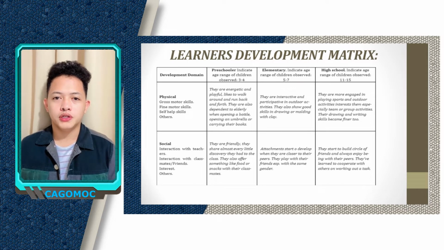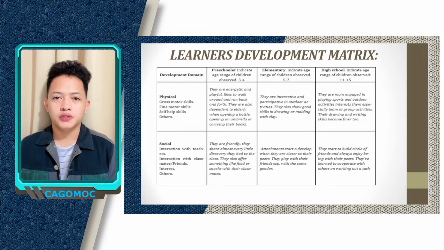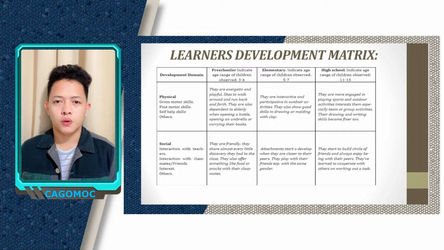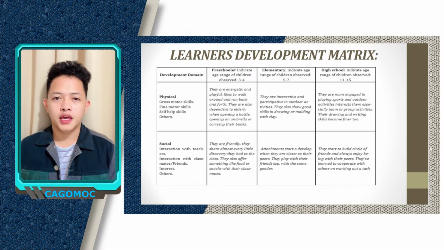To proceed with the learner's development matrix, these are the indicators. For the physical development domain, this includes the gross motor skills, fine motor skills, and self-help skills. For preschoolers, they are energetic and playful, like to walk around and run back and forth. They are also dependent on elders when opening a bottle, opening an umbrella, or carrying their books.